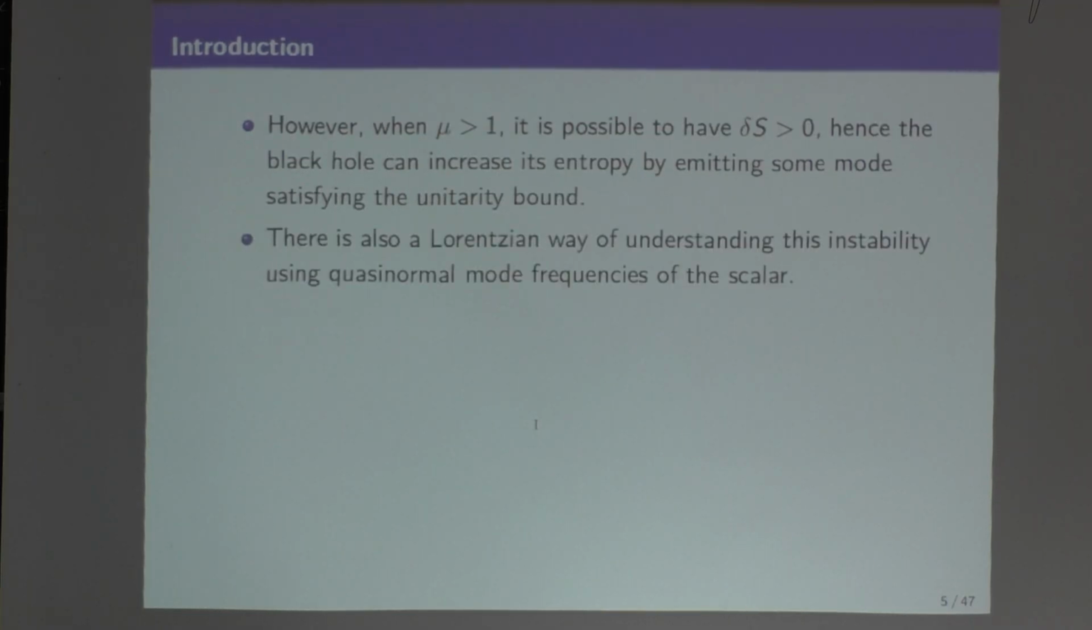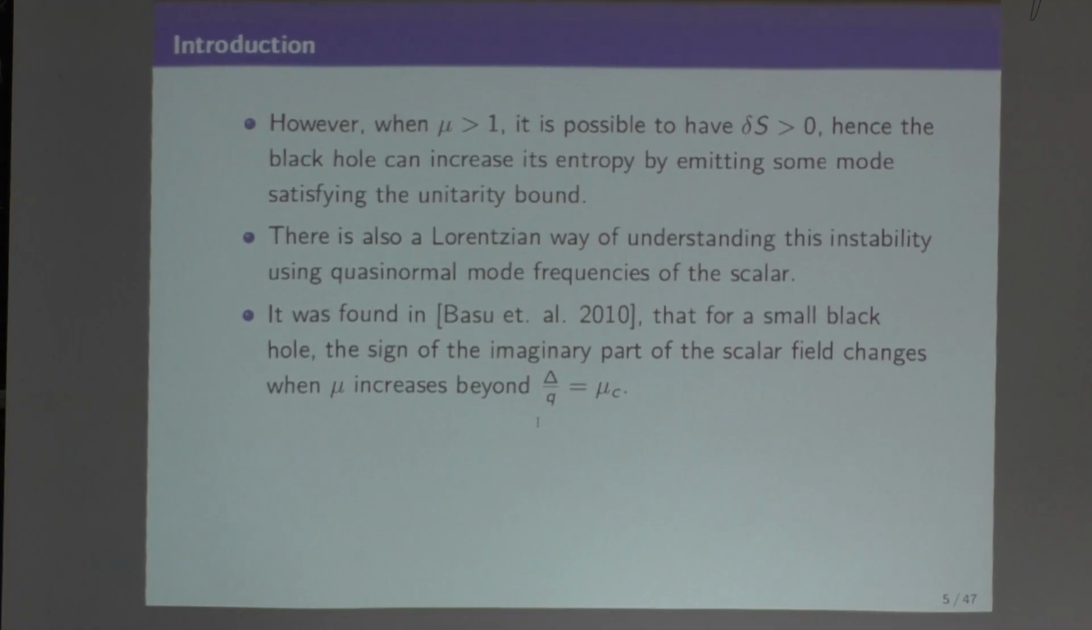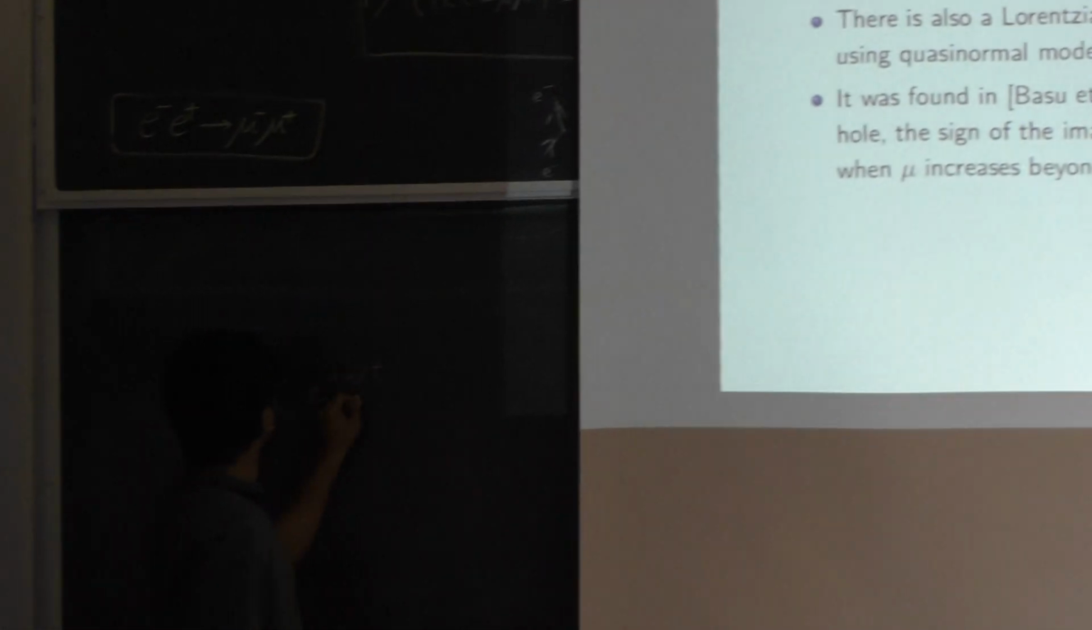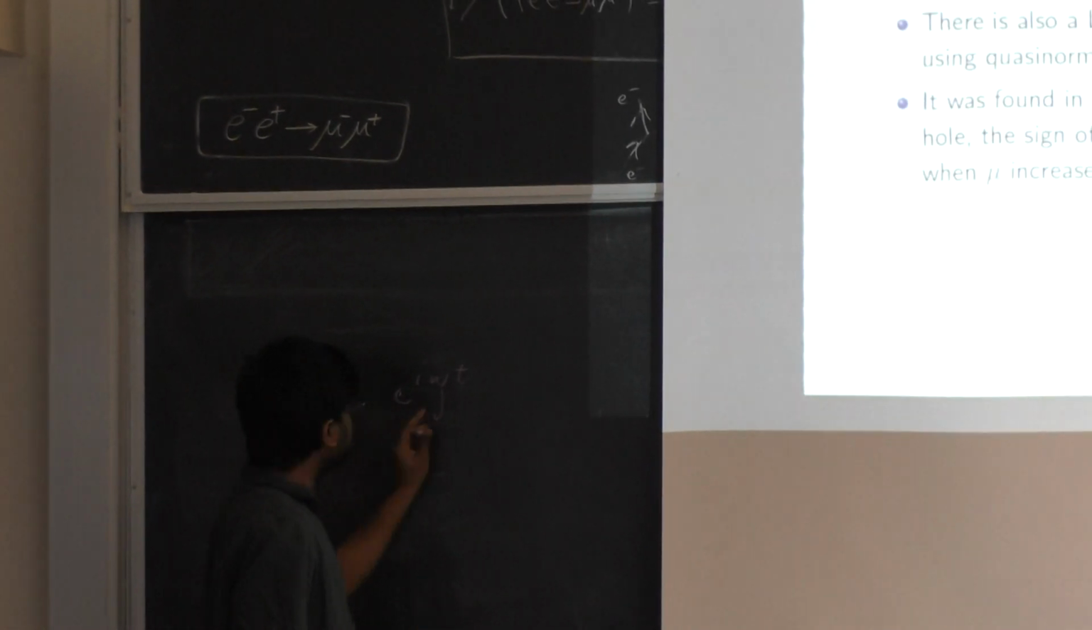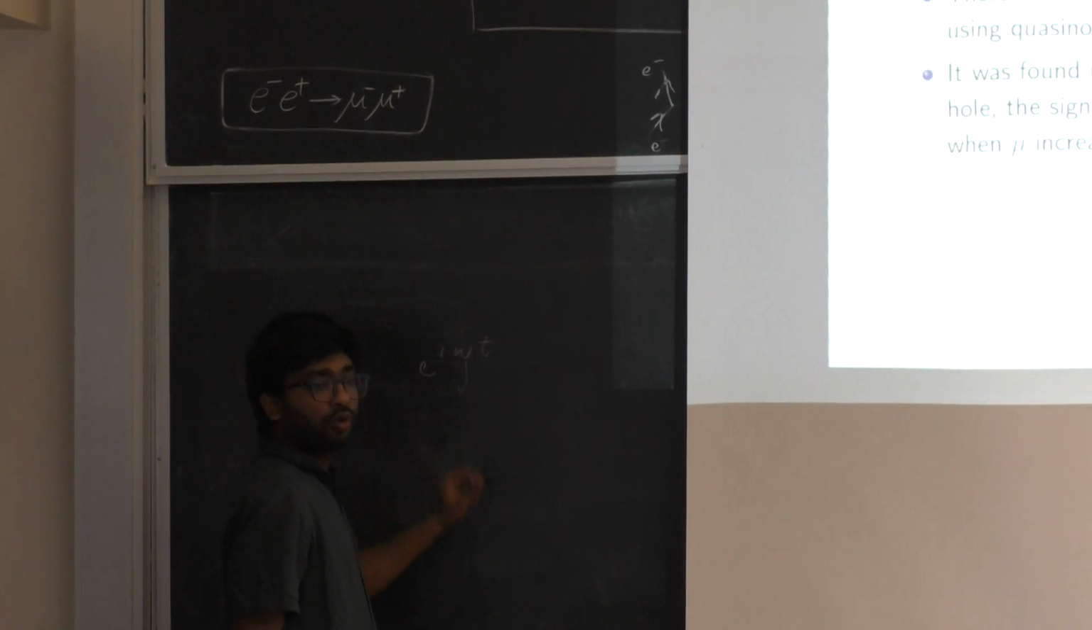Okay. There is also a Lorentzian way of understanding this instability using quasi-normal modes of the scalar. Now, I think most of you might be familiar with quasi-normal modes, but basically a quasi-normal mode is the frequency at which any perturbation outside the black hole oscillates. So in the black hole background, usually the modes go like e to the i omega t, and this omega can be complex. So this is just saying that if omega has a negative imaginary part, the amplitude of the mode decreases with time.